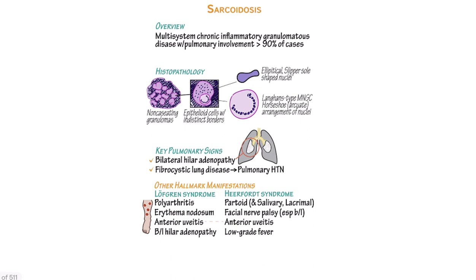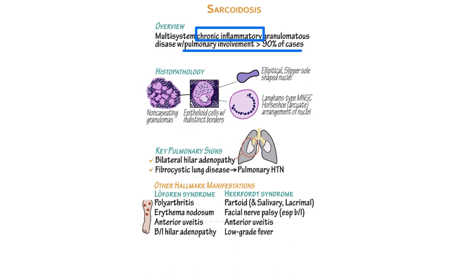So let's see details about sarcoidosis. What is sarcoidosis? Sarcoidosis is a chronic inflammatory, granulomatous condition, and it involves different parts of our body. Pulmonary involvement is most common, more than 90% of cases, but it can involve other areas of our body.